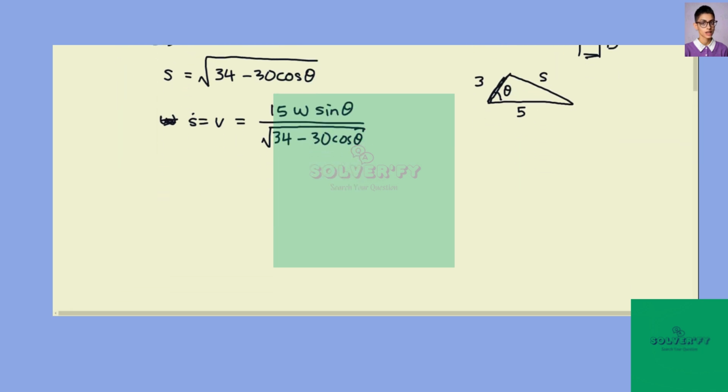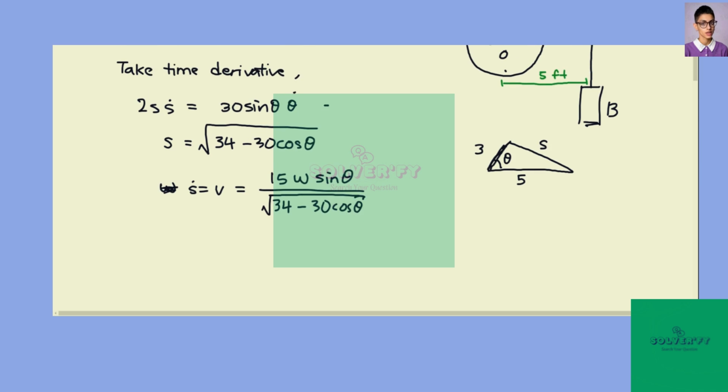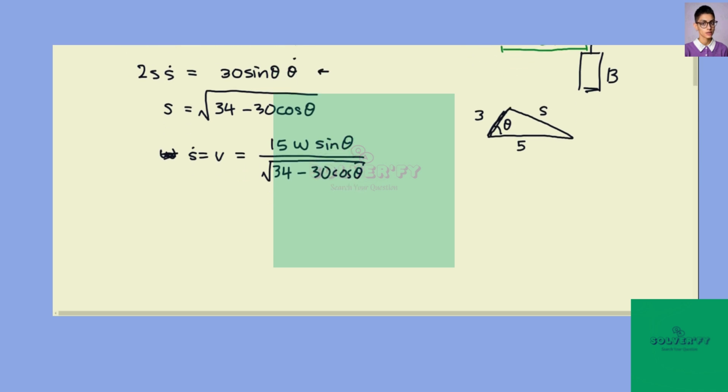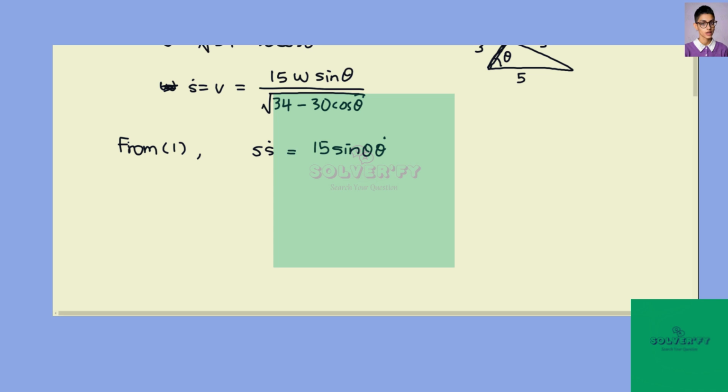Next we want to find acceleration. We can still work on this equation to take the second time derivative. I'm going to call this equation 1. From 1, we have s s dot equal to 15 sine theta theta dot. So take the time derivative again.